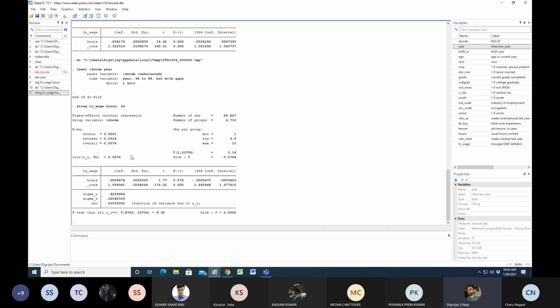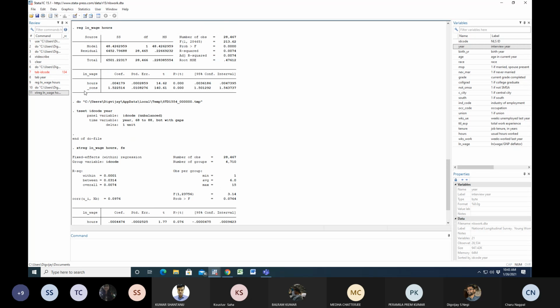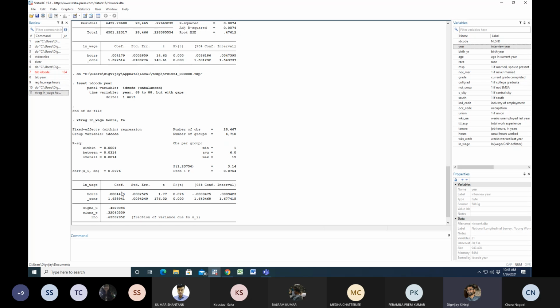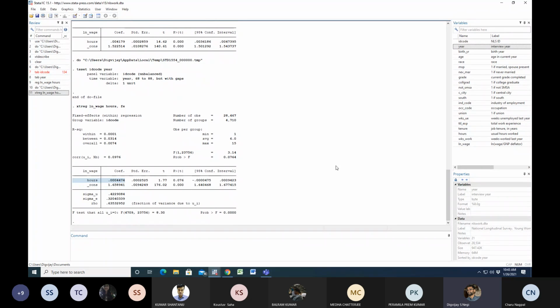So a simple demeaning exercise here basically changes our estimate, reduces our estimate quite a lot. Okay. And you see, accounting for all those time invariant omitted variables that we had has reduced our estimate.